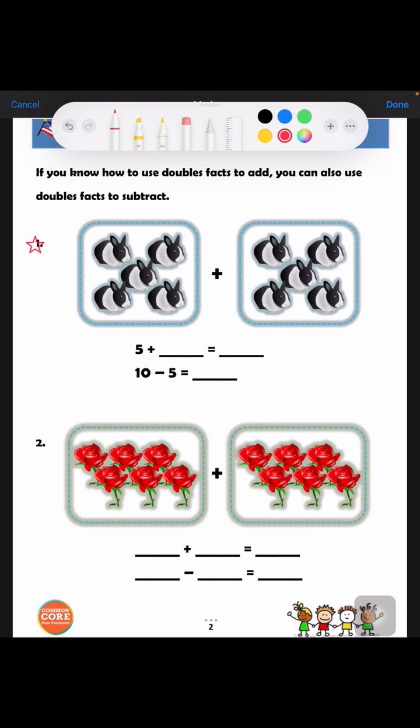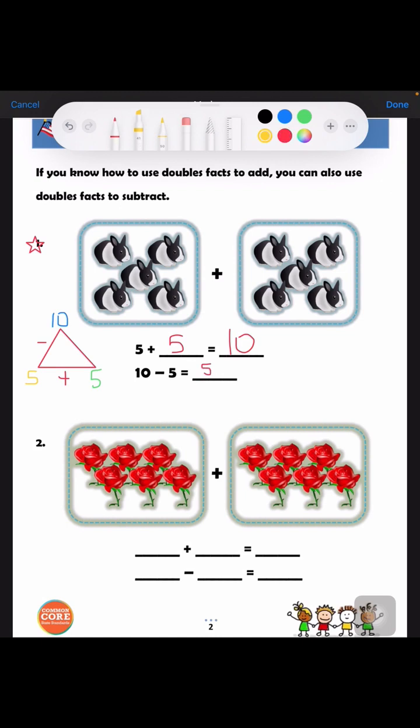Question 1. At the beginning, we have 5 rabbits. If we double the number, it is 5 plus 5, and it is equal to 10. If we draw the fact family, we will put number 10 on top. And then 5 plus 5 equals 10. If 5 plus 5 equals 10, then 10 minus 5 equals 5.